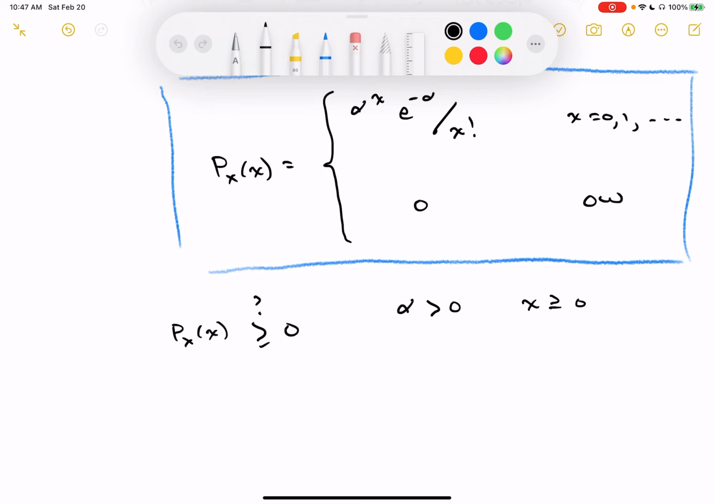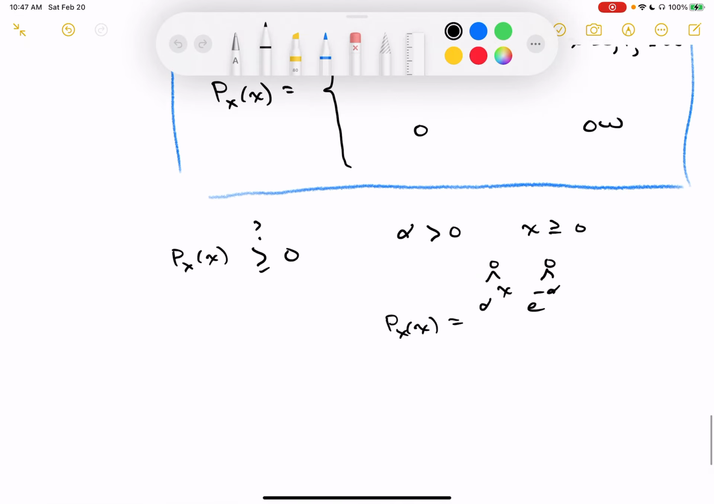And the probability that we're saying, Px of x, is equal to alpha to the x. Okay, well, that is certainly greater than 0. E to the minus alpha, alpha is a real number, e to the minus alpha, well, that's greater than 0. And we are dividing that by x factorial. And that guy's greater than 0. So we can absolutely see that that whole thing is greater than 0. That's a check mark. So we know we are dealing with a model that will never return a negative value.